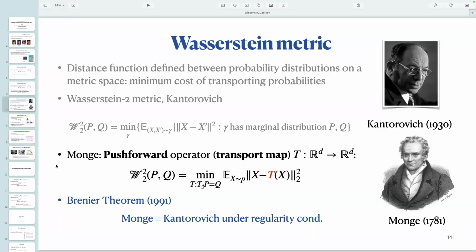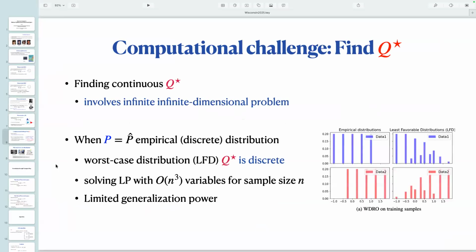Okay, so with all the basic setup, now let's see what's going to happen if I want to solve this minimax problem.